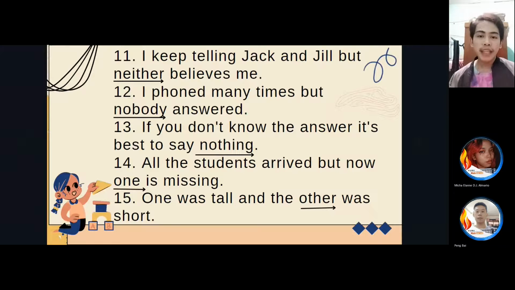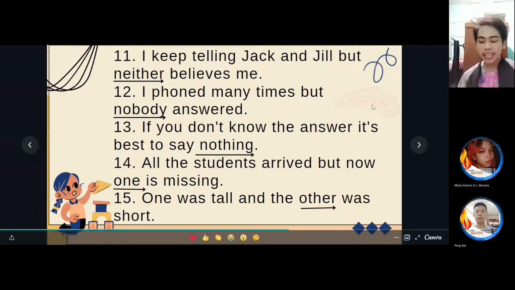Number 12, I phoned many times, but nobody answered. Nobody or no one means no person at all. Number 13, if you don't know the answer, it's best to say nothing. Nothing means no single thing or not anything. Number 14, all the students arrived, but one is missing. The indefinite pronoun one is referring to an unidentified person. Number 15, one was tall and the other was short. The indefinite pronoun used here is other, which means a different person or thing from the one already mentioned.